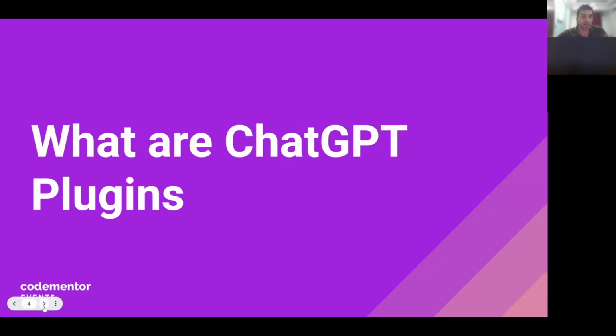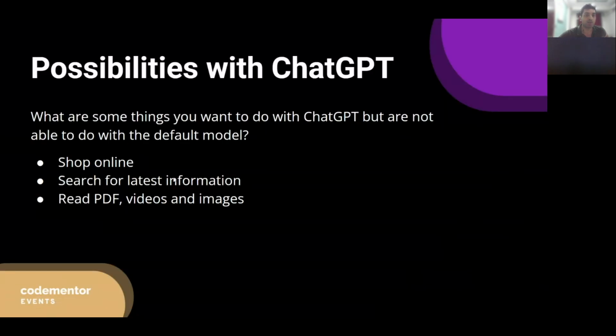To start things off, let me ask you a very simple question: what are some things that the basic default model of ChatGPT cannot do? Obviously it can do a lot of things. It can answer your questions. It can do reasoning pretty well. It can code for you. But what are some things that it cannot do?